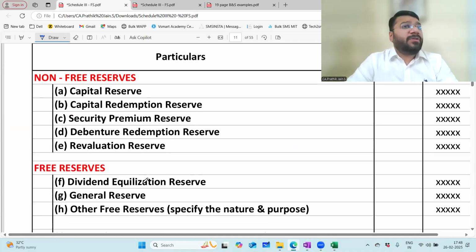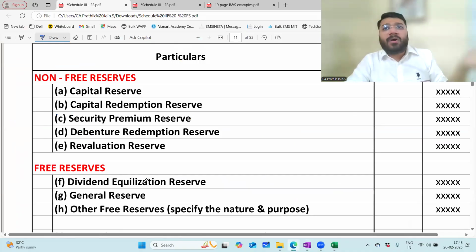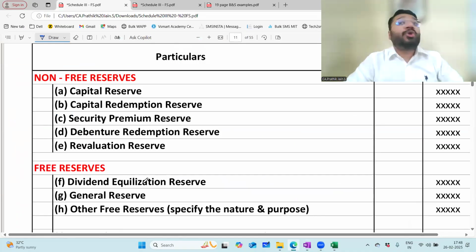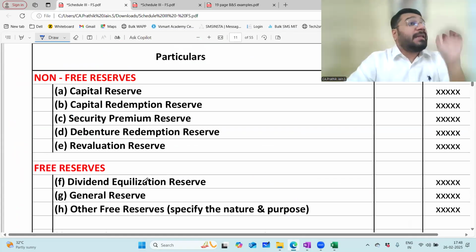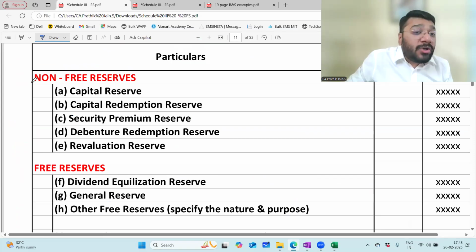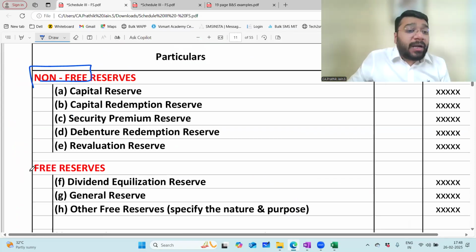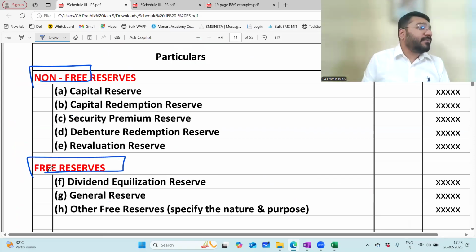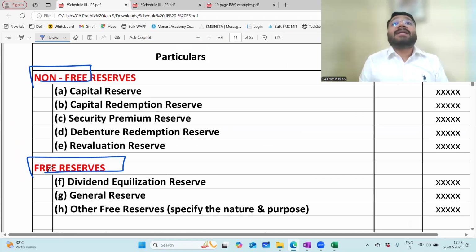Now, these reserves, whether general reserve or specific reserve, are categorized under two broad categories. Reserves are categorized into how many categories? Two categories. One is called non-free reserve. Second is called free reserve.